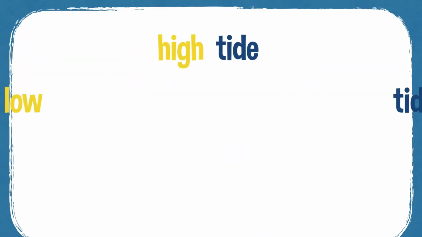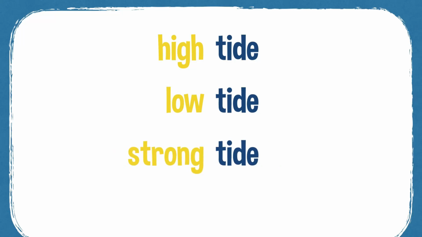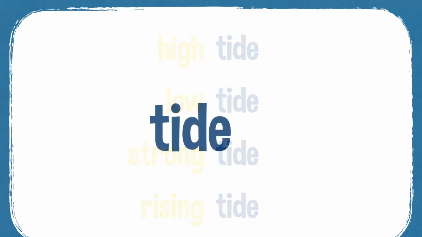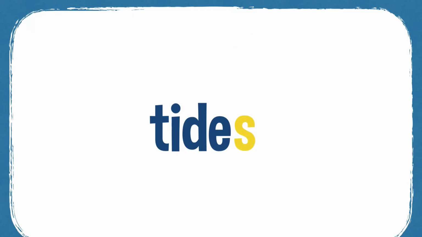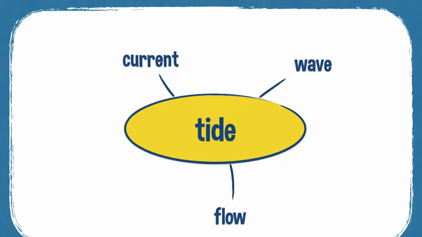So you can have a high tide and a low tide and a strong tide, and if the tide is moving from low to high, it's a rising tide. So tide, tides, and the adjective is tidal. So the E changes to an A. Very specialised word, so not so many synonyms here, but you could have current, flow and wave, a tidal wave.